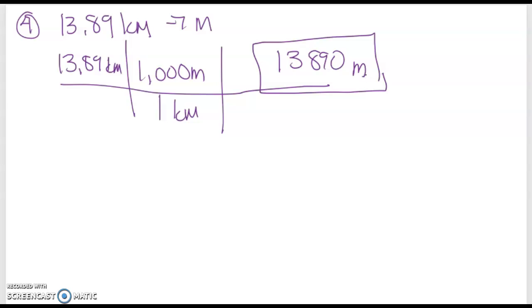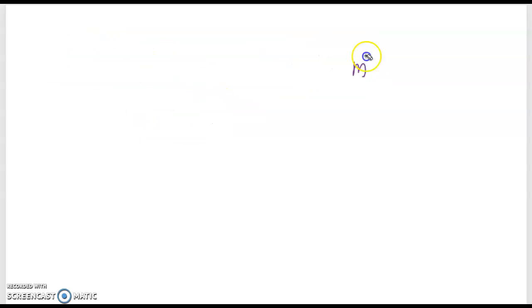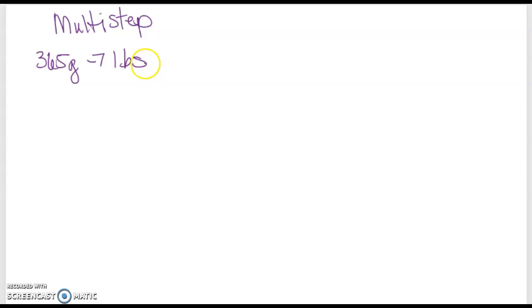All right, now that we have finished that, now we're going to look at when there's multi-steps, okay? So let's take 365 grams and convert it to pounds. Okay, so let's go and make our chart. This is what we have, 365 grams. Okay. Now, we're going to go from grams to kilograms. Okay. We can't jump from grams to pounds. We have to go from small to bigger to bigger to bigger.